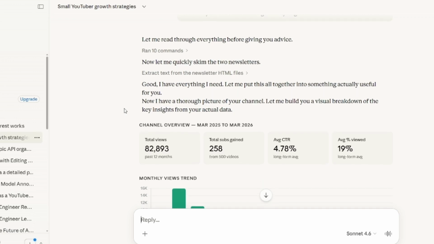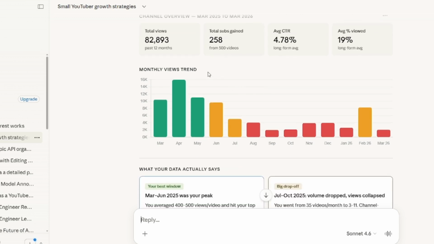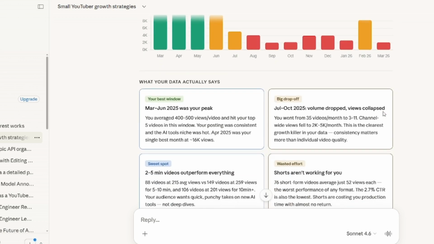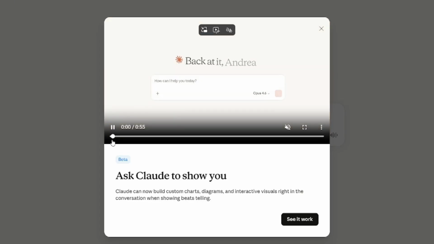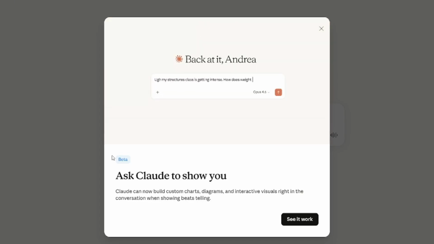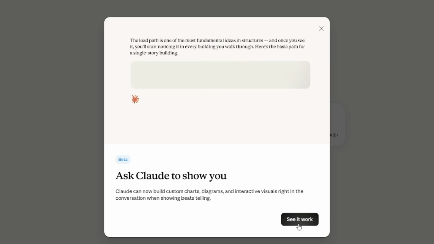I fed a full year of my YouTube data into Claude and built this. I'm going to show you exactly how, plus 2 other things you could build with it that most people haven't even tried. Claude released this new feature where you're able to make interactive charts and graphs based on data and subjects that you feed it.